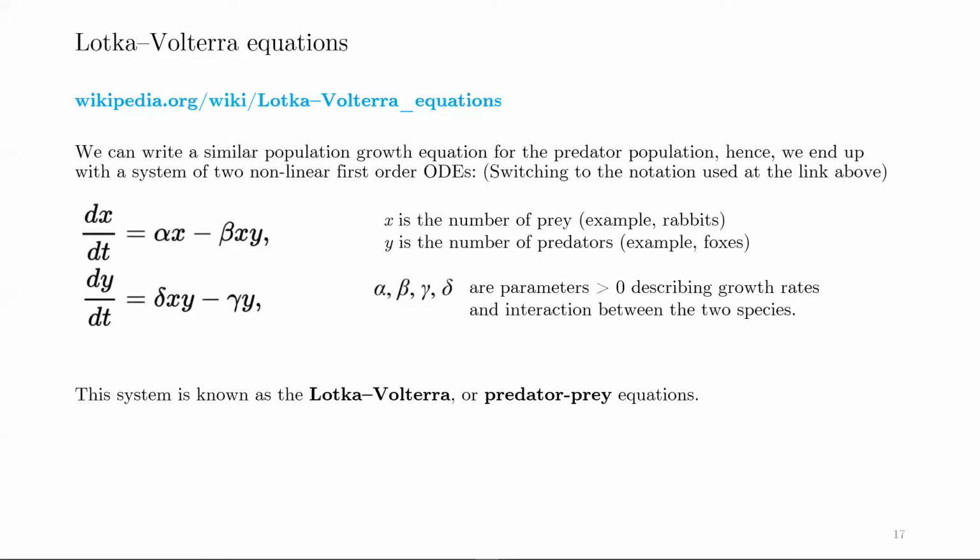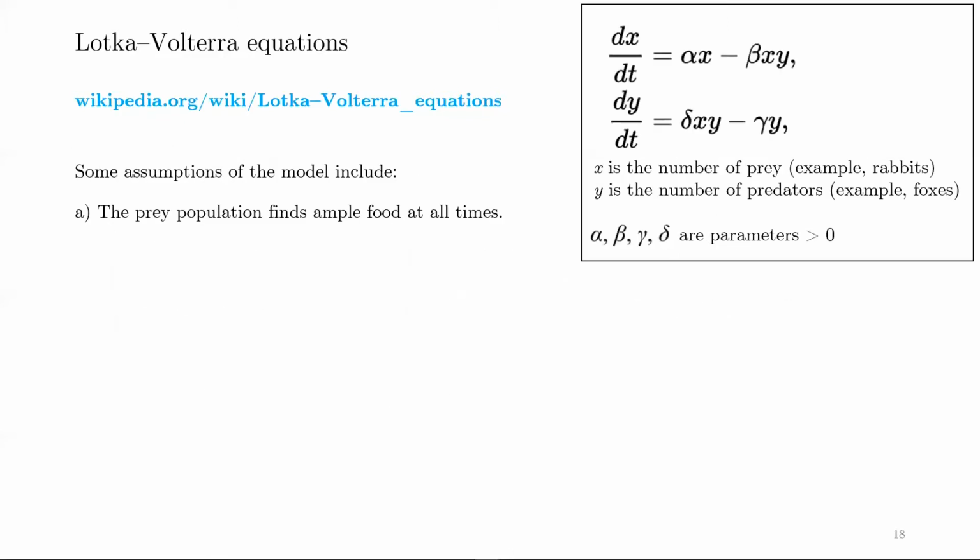So we have a couple of assumptions for this model, and just to list a few of them, we say the prey population finds ample food at all times. So if these rabbits are eating grass, there is tons of grass for them to eat. They're never going to run out. So in the absence of predation, they're going to grow exponentially. We're going to assume that the predators only eat the prey, so the foxes in this case only have rabbits to eat. They can't eat the grass, and there's nothing else for them to hunt. So the foxes are only eating the rabbits.